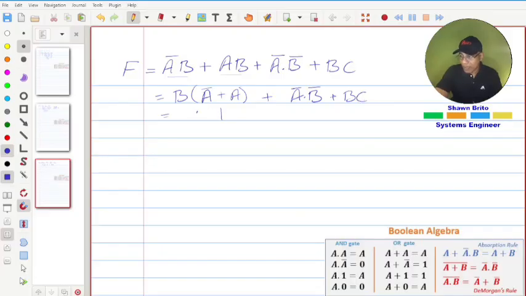So we have, sorry, it's not B bar, it's B plus A bar plus B bar plus BC. Okay, so we have that. Now what we can do is something like this.